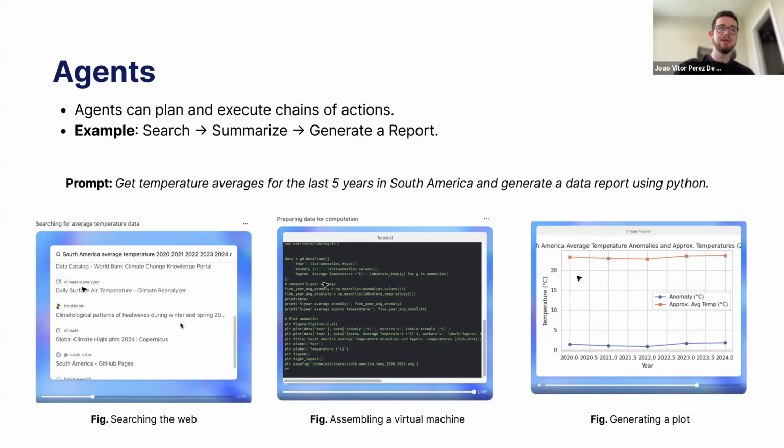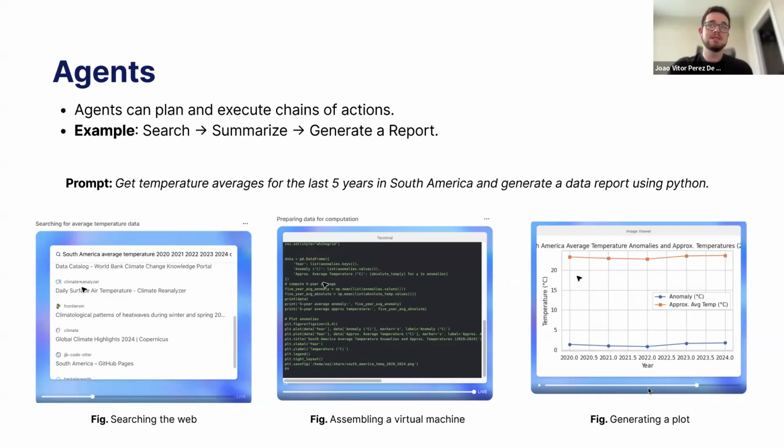The model then showed me that it was going through Google and searching for South America average temperature 2020, 2021, 2022. And these are a few of the websites that the model found. With the results, the model then created a virtual computer to run Python. Then after creating this, the model generated a plot for me.